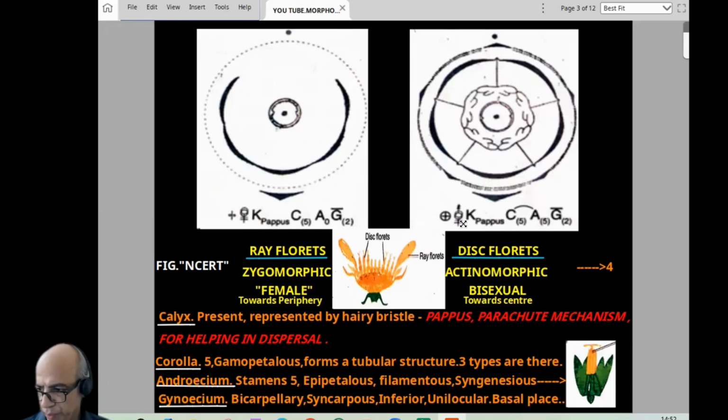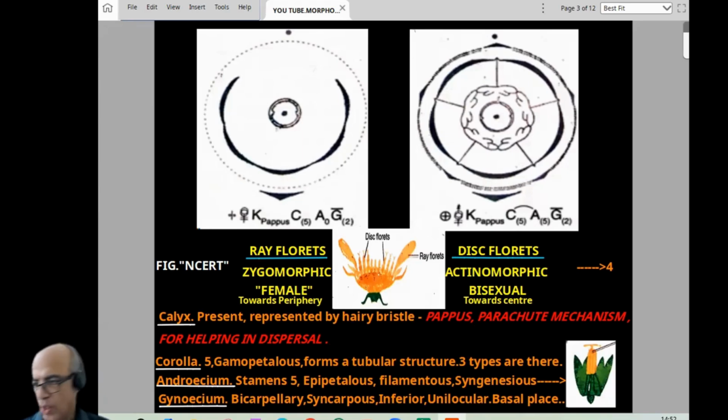It is actinomorphic. Here it was zygomorphic. It is actinomorphic, bisexual, K modified into pappus. Then petals 5 united, androecium 5 united, epipetalous, ovary inferior, bicarpellary, united. That way we can get it.